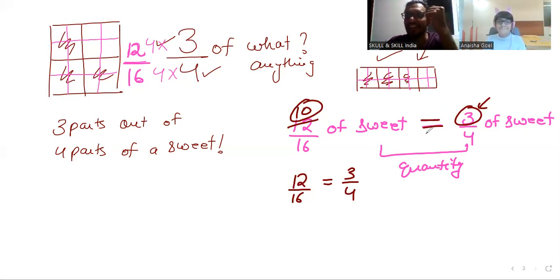I'm just saying कि number of parts wouldn't matter. What would matter is कि total कितने parts में से कितने parts निकाले हैं आपने. How many were the total parts, and out of that, how many have you considered? The whole thing will tell you the quantity.